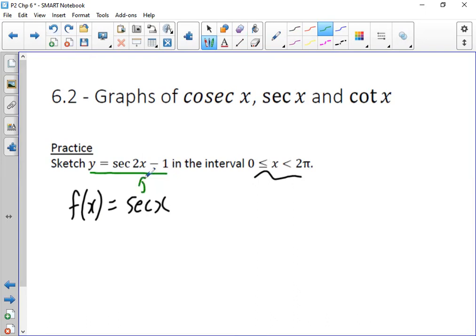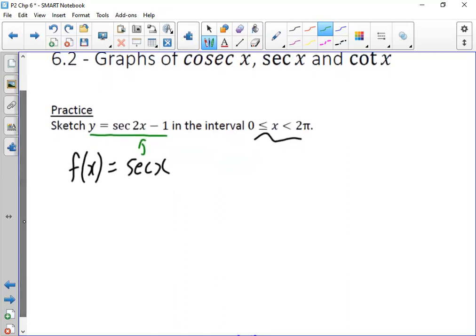Hey, pause the video, have a go at the question. It's all about transformation in here. When you're ready for the answer, you can press play. Right, so in this question, there are 2 transformations, the 2x and the minus 1. So first of all, f of x equals sec x means the graph looks like this.